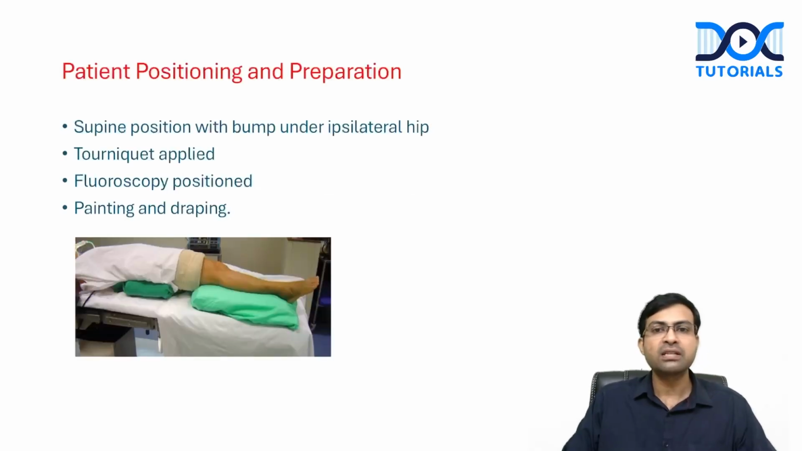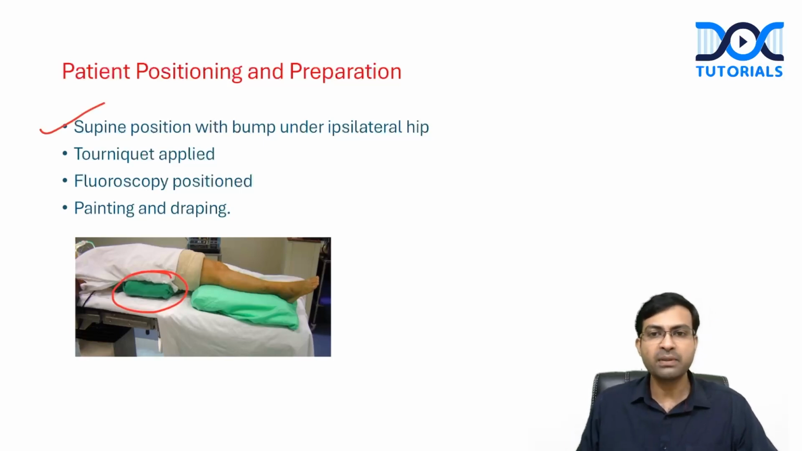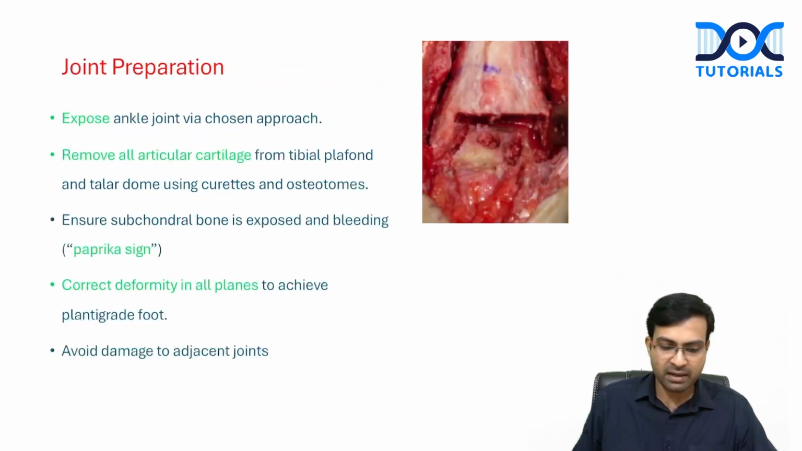First, patient positioning and preparation. Supine position is preferred with a bump under the ipsilateral hip. Why do you need that bump? This will prevent the external rotation of the hip. Okay. Then a tourniquet should be applied, fluoroscopy should be positioned, and painting and draping is done.